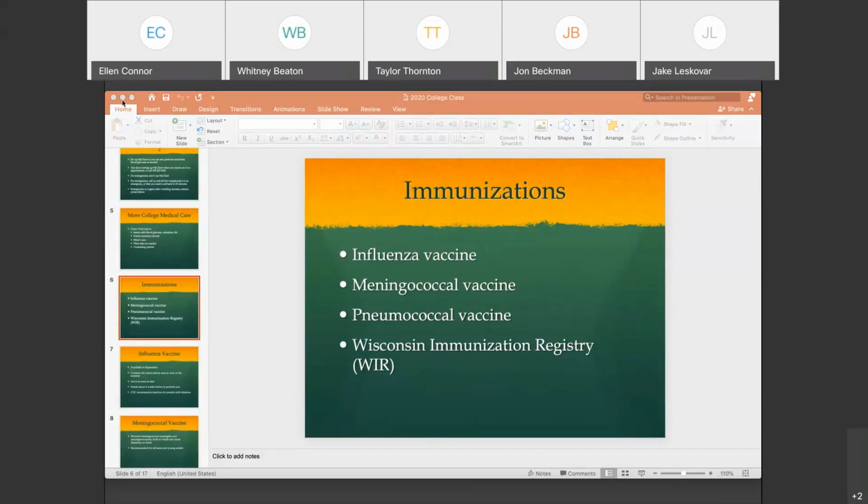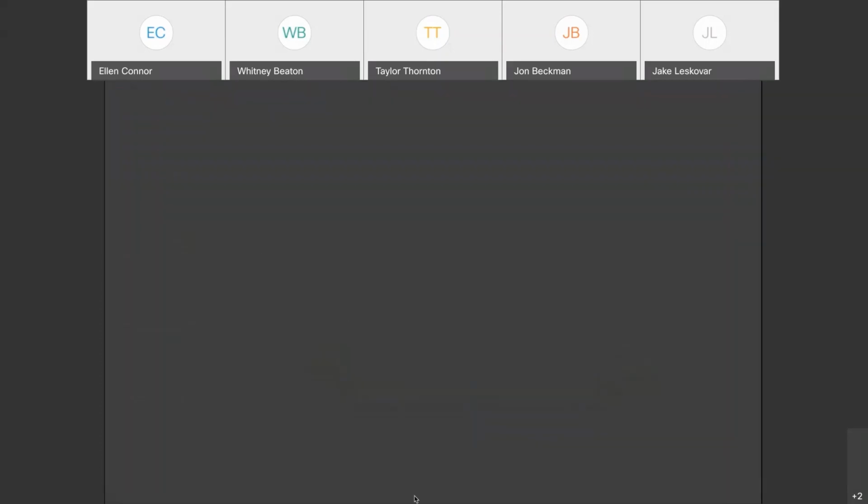So talking about immunizations, the first one to think about is the influenza vaccine. And from being in clinic all these years, we always bring that up.